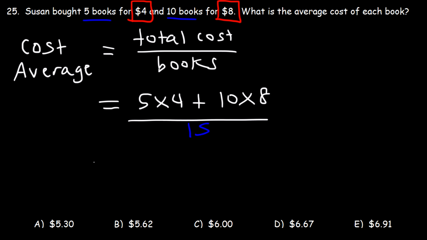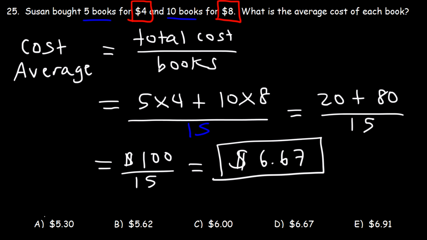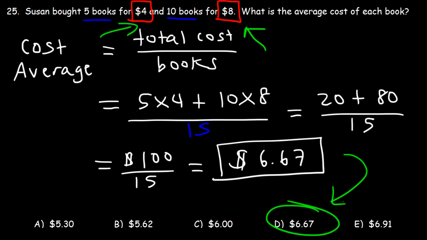So if you buy 5 books for $4 each, you're going to spend $20 on those 5 books. And if you buy 10 books for $8 each, you're going to spend $80. So the total amount of money you're spending for all 15 books is $100. Now if you take the total cost, $100, and divide it by the total number of books, which is 15 books, then you can get the average cost per book, which is $6.67. So the average cost, as we mentioned, is closer to 8 than it is to 4, and it's greater than 6. So D is the right answer.